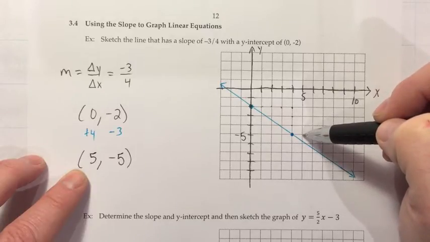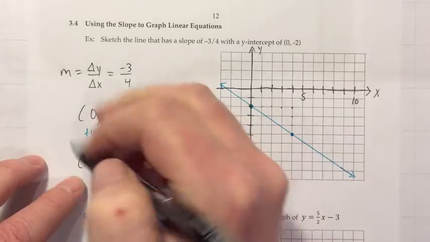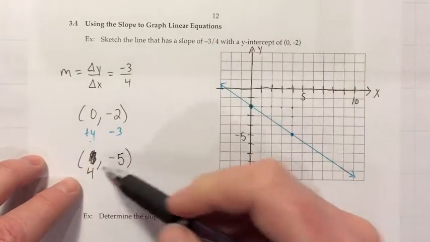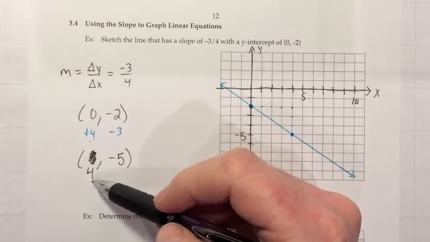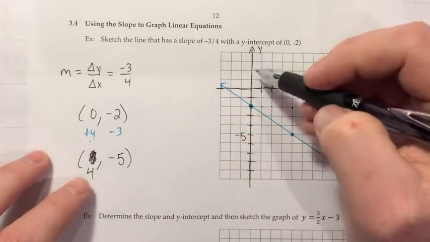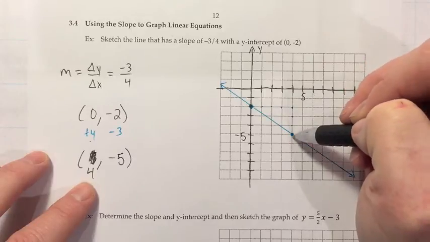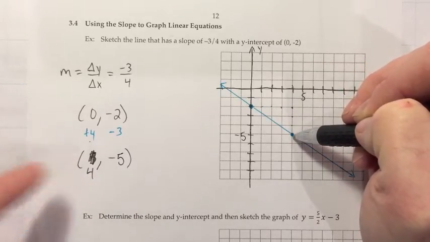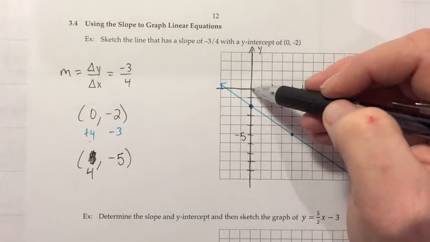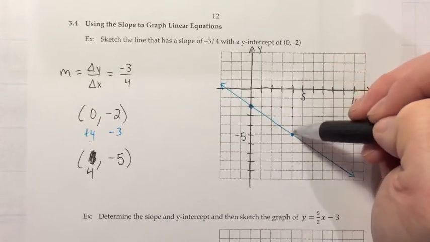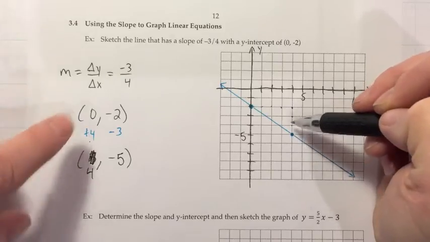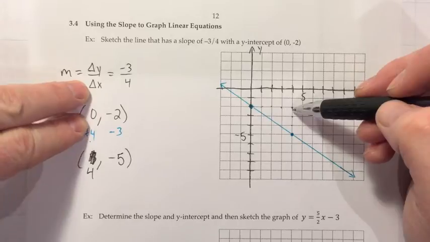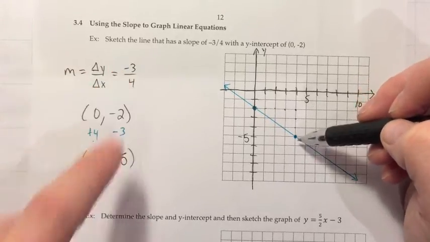So I missed. Oh, because I didn't do the math very well. Don't know where I came up with that 5. 0 plus 4 is 4, of course. So let's try that again. Over 4, down 5. I guess one of the benefits of doing it two ways is double checking, and I caught my mistake, right? So again, starting at the origin, over 4 and down 5, that's the same point we got if we started at (0, -2) and used the slope to go over 4 because that was the change in x, and down 3.